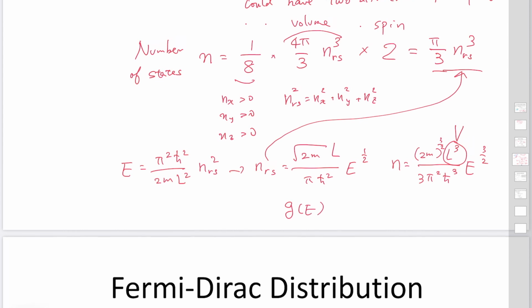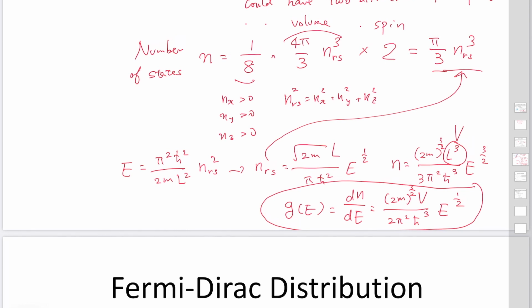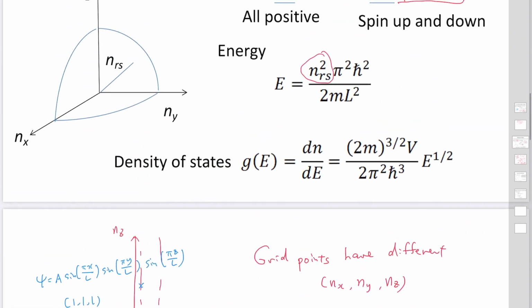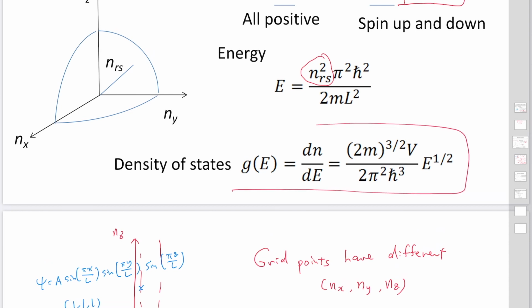the density of states, is dN/dE, the derivative of N with respect to E. Then it becomes (2m)^(3/2) V over 2π² ħ³ E^(1/2). So we discover the density of states as a function of E. So we discover this equation, the density of states.